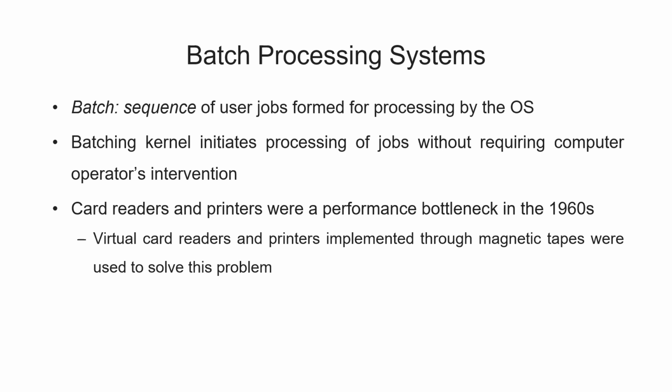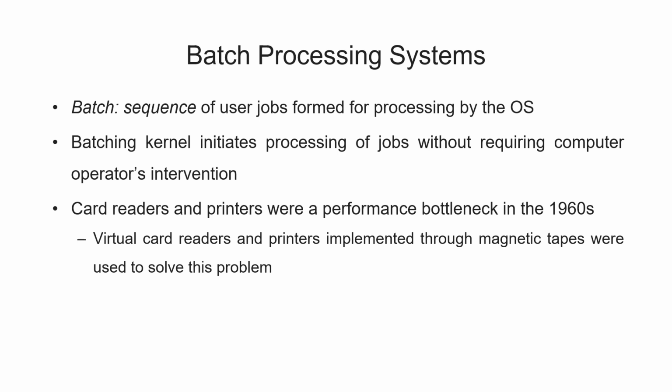So a set of user jobs are combined together to form a batch. A computer operator formed a batch by arranging a few user jobs in a sequence and inserting special marker cards to indicate the start and end of the batch. Otherwise we wouldn't know where the batch starts or where it ends. So the operator combines a number of user jobs together to form a batch and uses special marker cards to indicate its start and end.